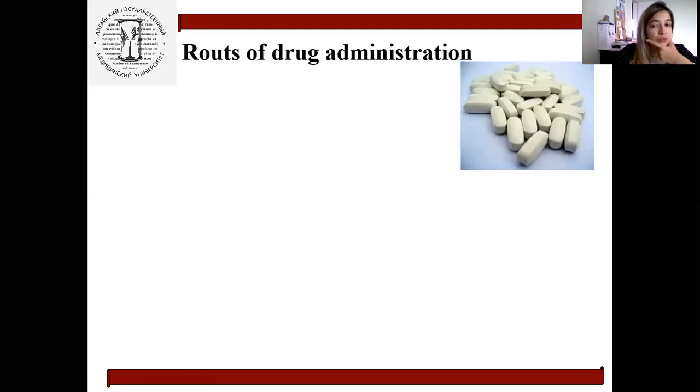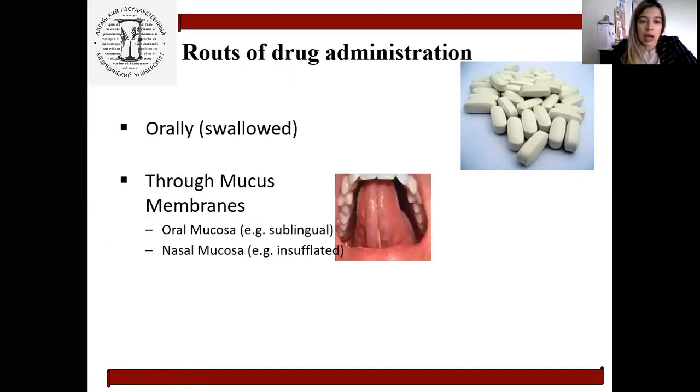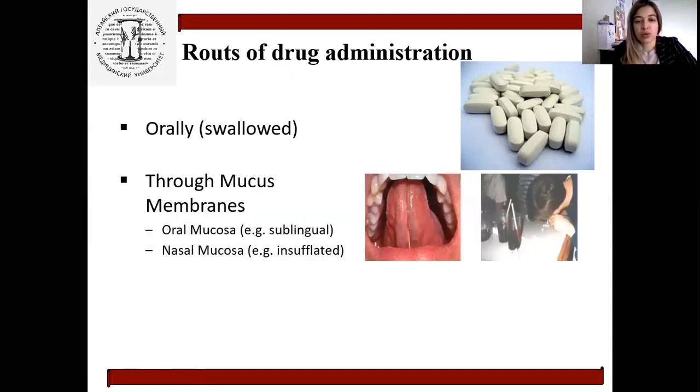Okay, and about pharmacokinetics, what can affect the life cycle of the drug? First is the route of drug administration. The most popular is oral, which can be swallowed: tablets, capsules, different solutions which we swallow. Then also it can be through mucous membranes, through the oral mucosa, sublingual tablets, you know, and maybe nasal mucosa, when the drug is inhaled through the nose.